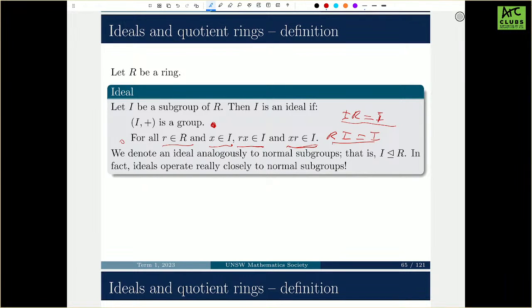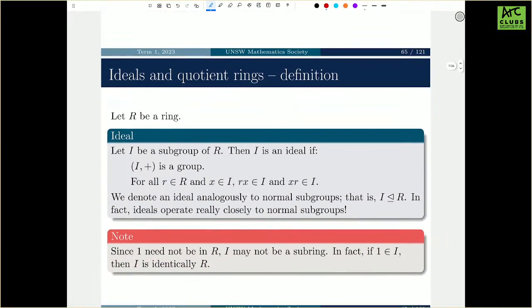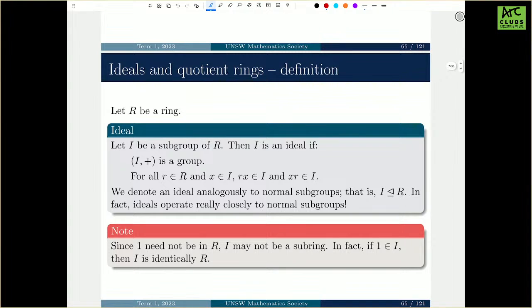I'm going to call this maybe the multiplicative condition, or I'll call it closure under external multiplication, and this is just closure under addition. Okay. Yeah, this is the syntax we use for denoting ideal. Note that it's the same as a normal subgroup. The idea being they're pretty similar things.